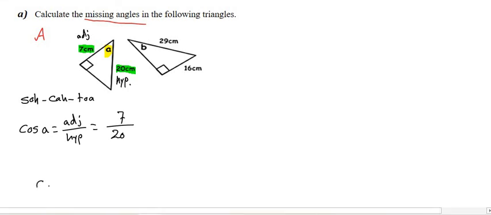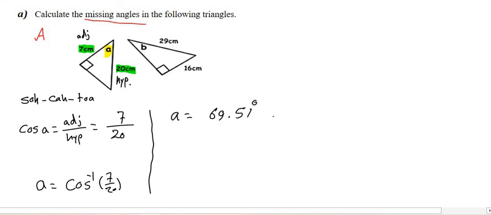So, guys, the measure of angle A equals inverse cosine of 7 over 20. And by using the calculator, you can find the measure of angle A to be 73.51 degrees. This is the value of angle A. Now I need you to pause the video and try to solve triangle B.